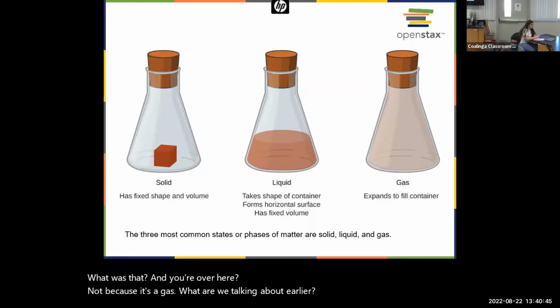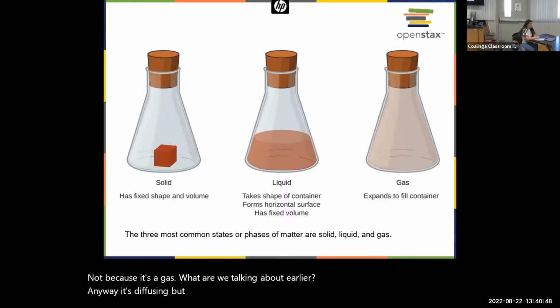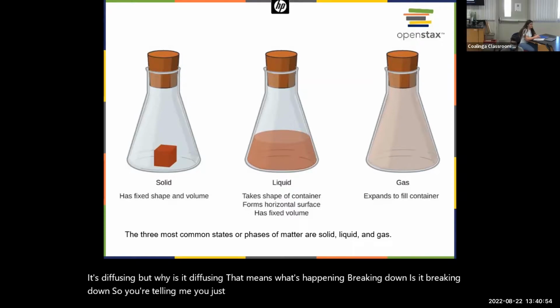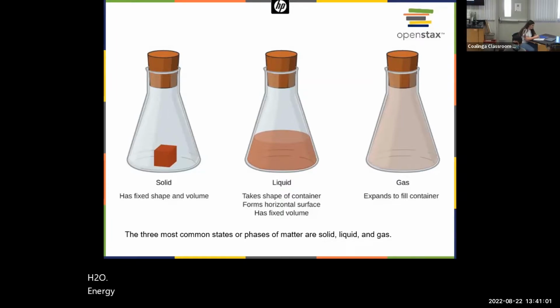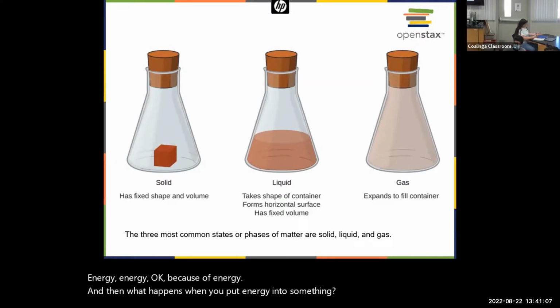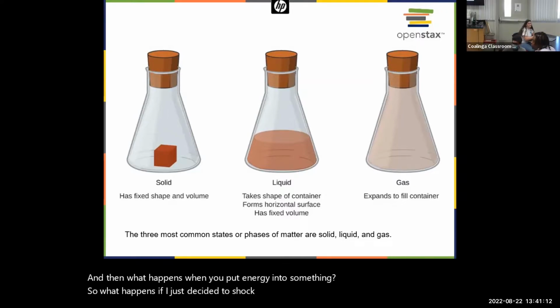It's diffusing, but why is it diffusing? Is it breaking down? You just told me that H2O is H2O, right? Because of energy. Energy, okay. And then what happens when you put energy into something? So what happens if I just decide to shock you with something? Are you just gonna sit there? No, so it increases with energy.